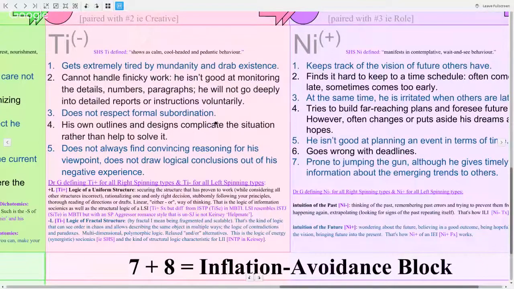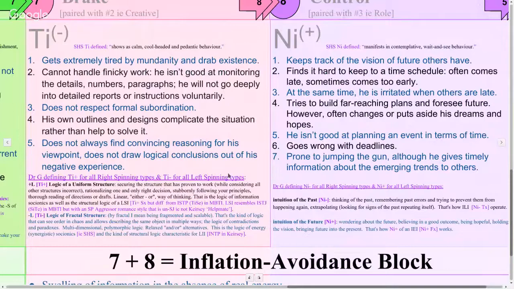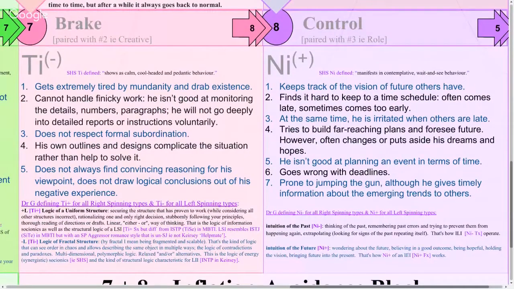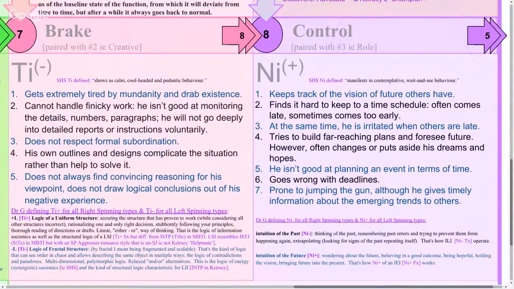Inflation avoidance block. Yeah, I explained that. Pessimum energy. When I saw that word pessimum, I thought, hang on a minute, that's fantastic. That must mean less than minimum. Break function, Ti minus.